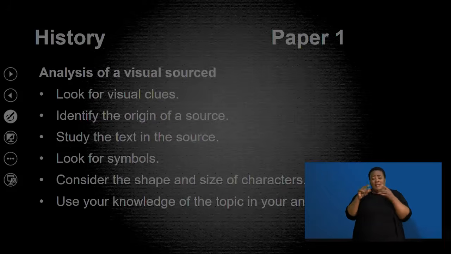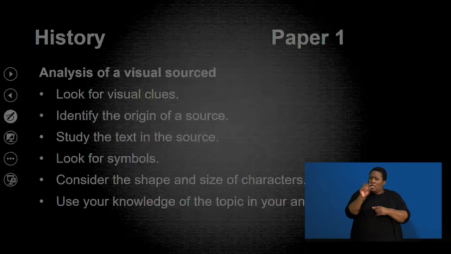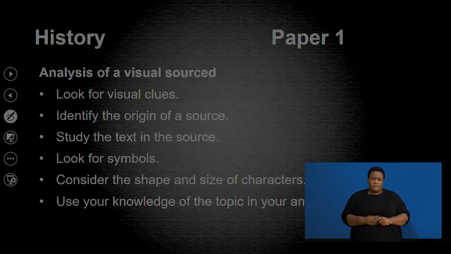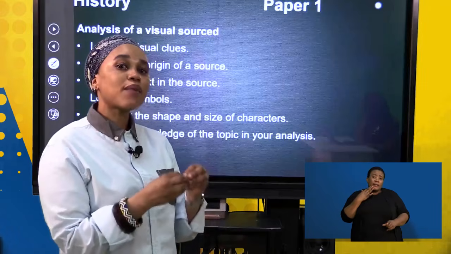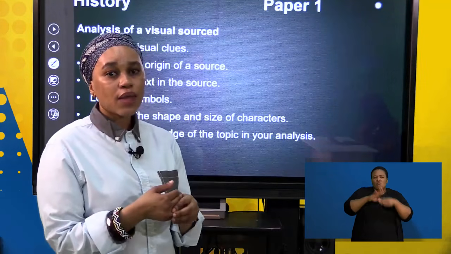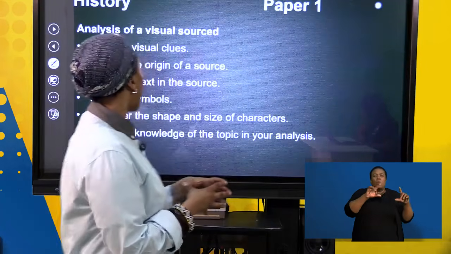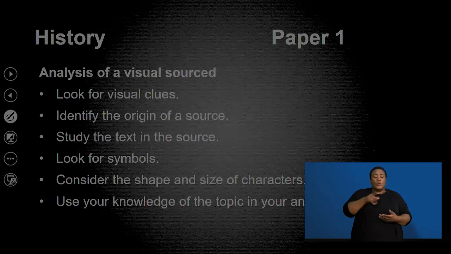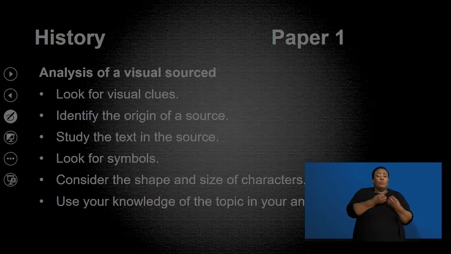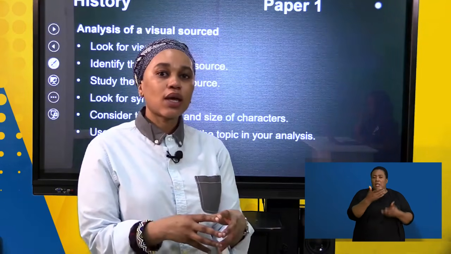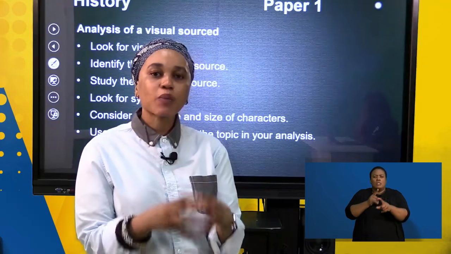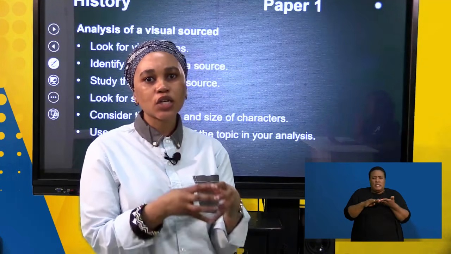Okay. And then another thing is you have to identify the origin of a source. Just like we did with the textual source, it's very important to know who wrote the source, when it was written, okay? And sometimes they can even give you the reasons why that source was made. You need to study the text in the source. So most visual sources, especially cartoons, will have text. Even if it's just one word, that word is a clue to answering a question. It is a clue to conveying a particular message that the cartoonist wanted to convey.